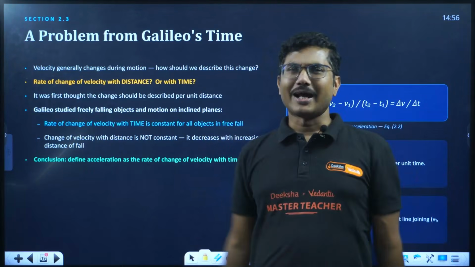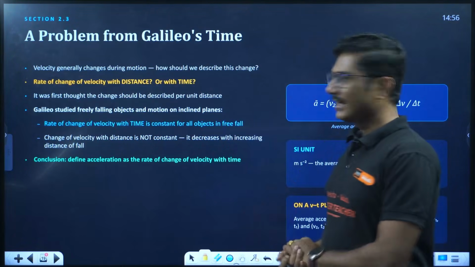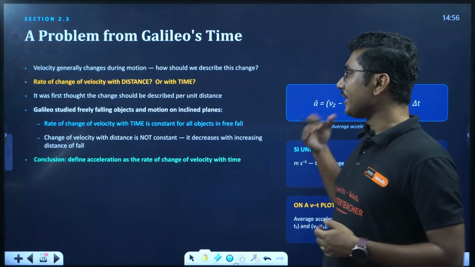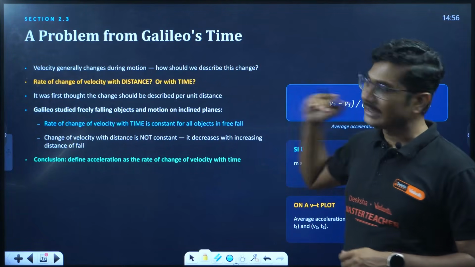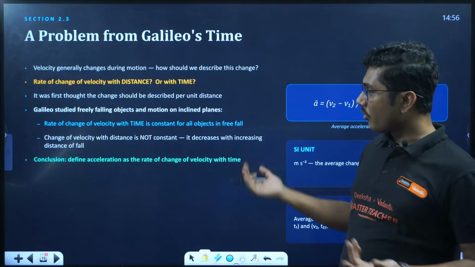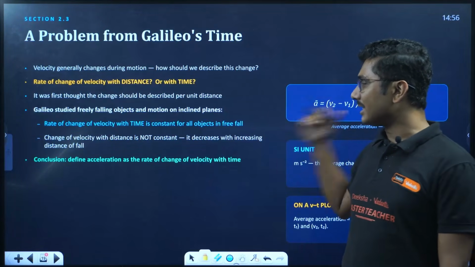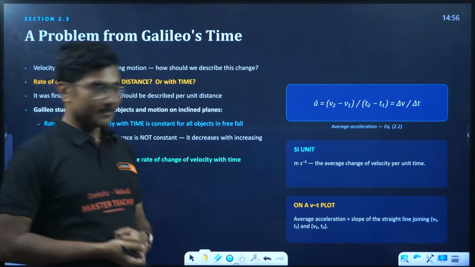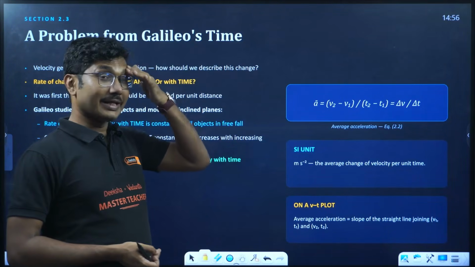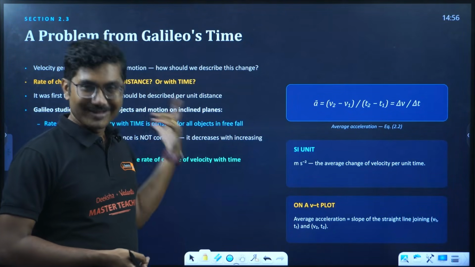So like around 400 years back, right? Super history. So change of velocity with distance is not constant. It decreases with increasing distance or fall. So conclusion, define acceleration as the rate of change of velocity with time. Okay, so it is not there from the beginning of time.